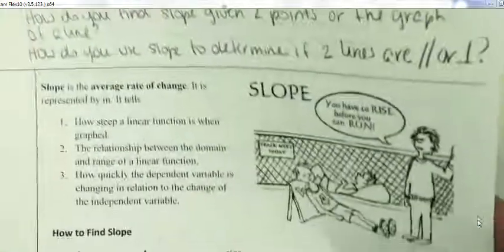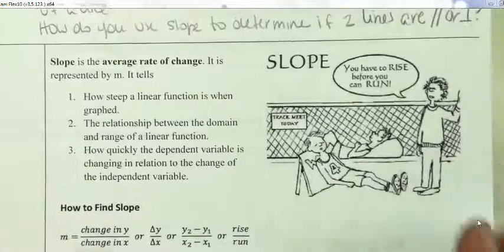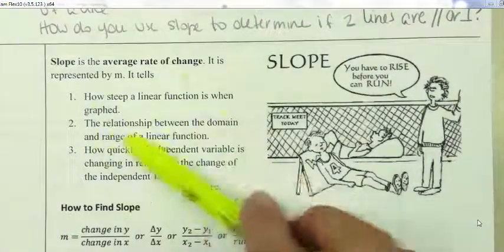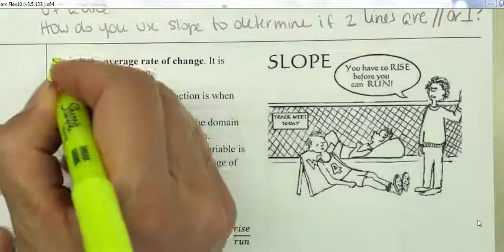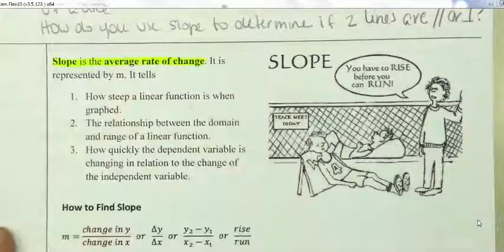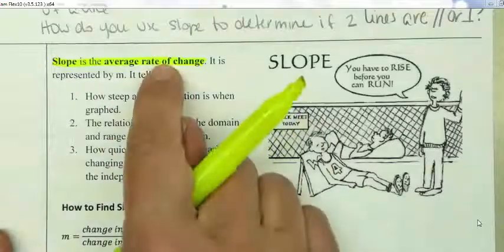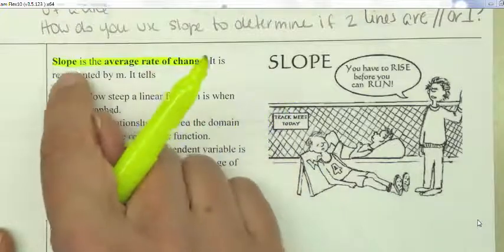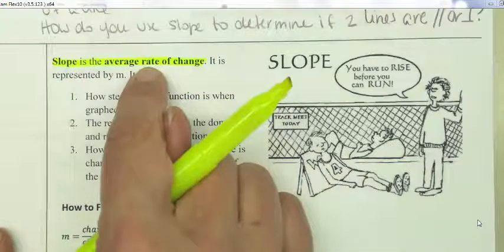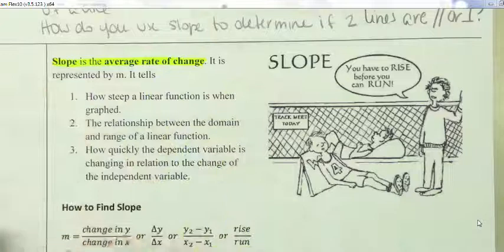Now I went ahead and copied this little picture over here with a bunch of information, so that way we don't have to write it all down. Okay, so slope is also known as the average rate of change. This is very important. Average rate of change is actually a calculus concept. So you guys are learning about calculus right now by learning your algebra.